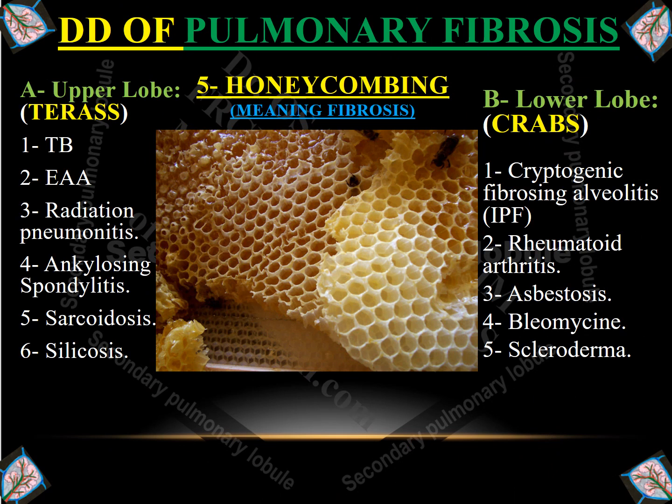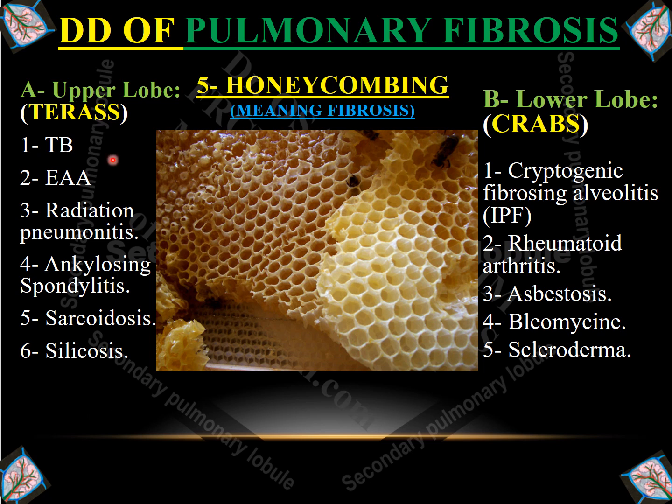Pulmonary fibrosis can occur in the upper lobes or in the lower lobes, and has a differential diagnosis according to the site of fibrosis. The end stage of pulmonary fibrosis can cause the fifth specific sign in the HRCT, which is called honeycombing. Honeycombing means multiple cysts like this with thick walls, attached to the pleural surface and arranged in rows like this.